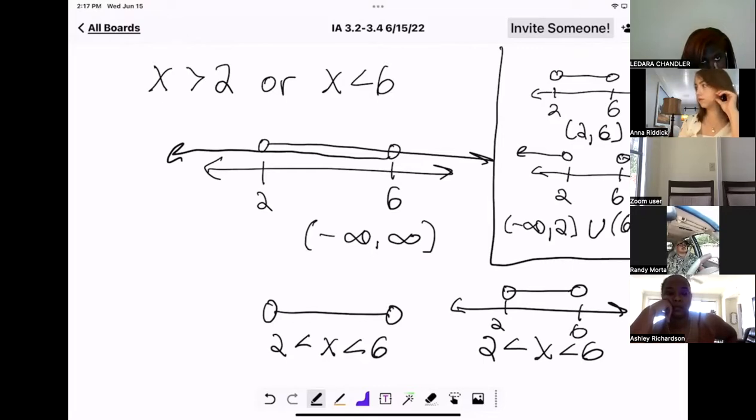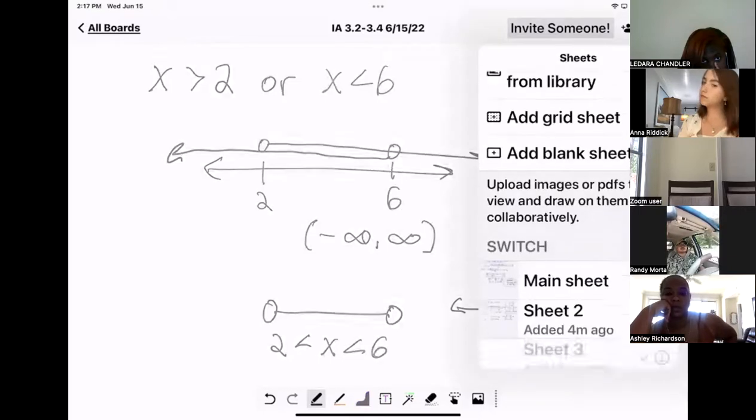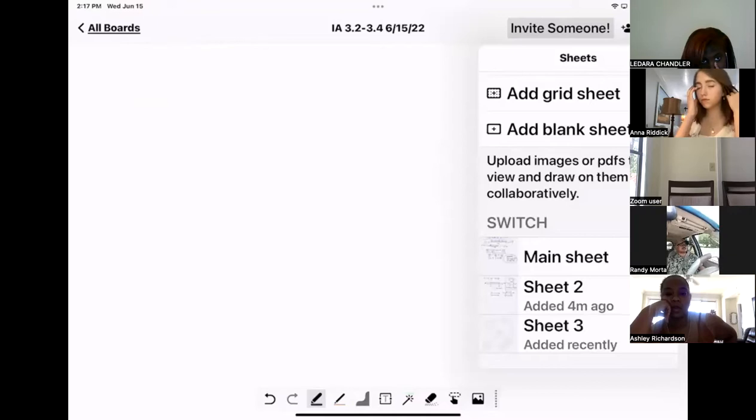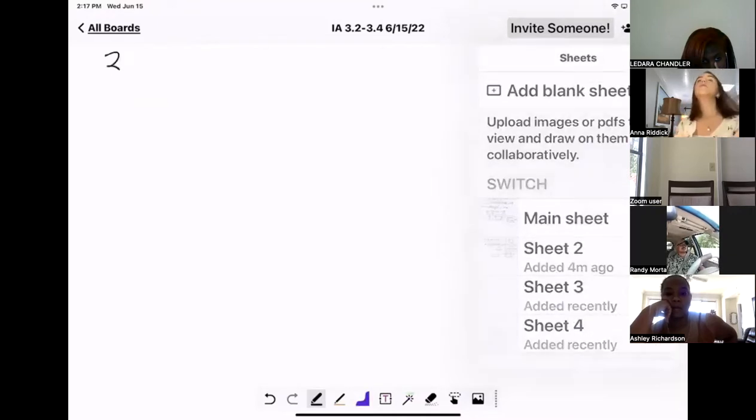Okay, let's do our new stuff. Today we're going to start out with functions, which is 3.2.